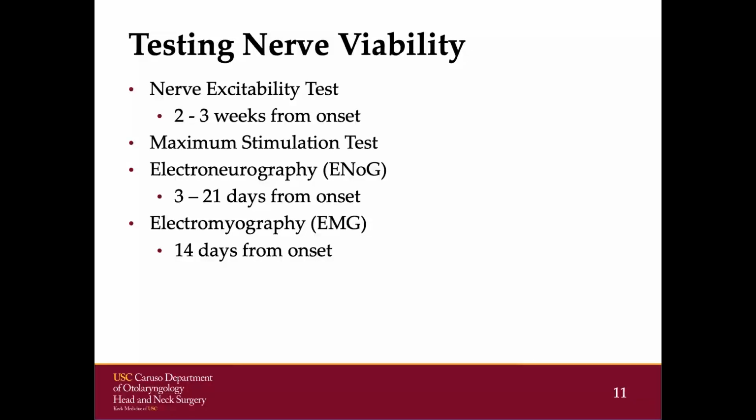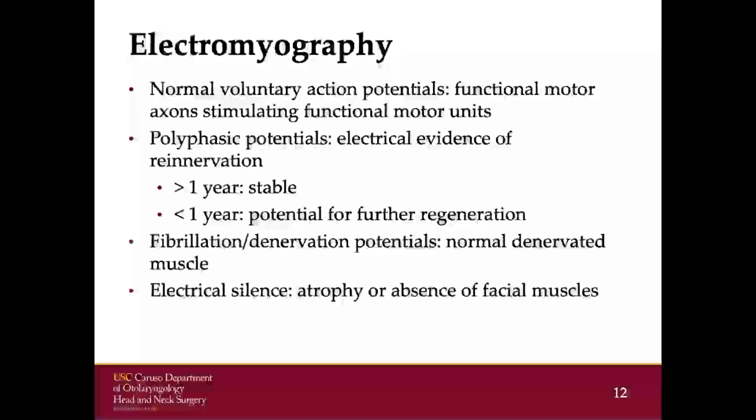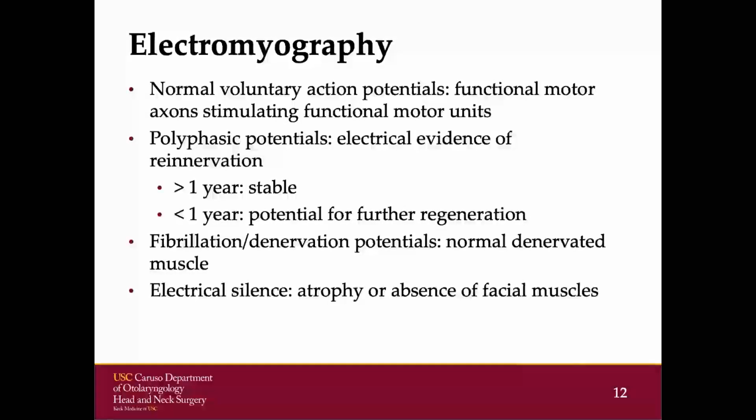And lastly, electromyography, which can be used starting from 14 days of onset of injury. So to describe this a little bit further, there's several types of interpretations of the results of EMGs. The first is normal voluntary action potentials, which implies that there's a functional motor axon stimulating a functional motor unit.